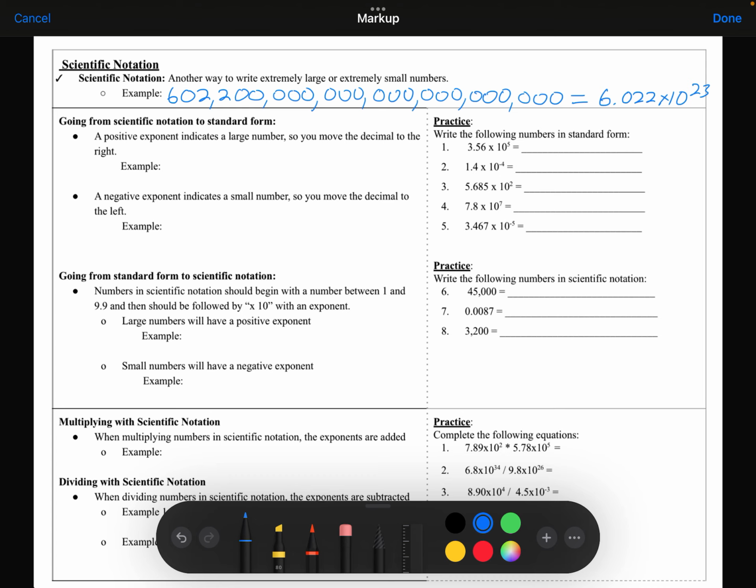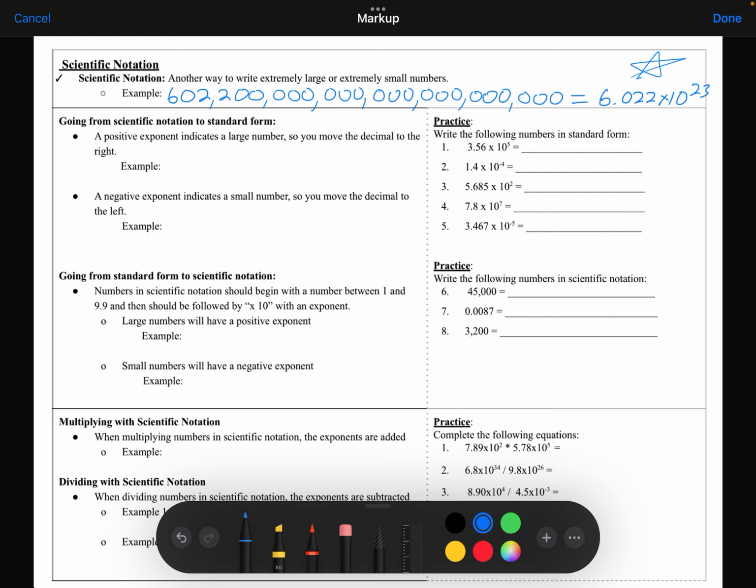We use numbers in this class like Planck's constant, which is 6.626 times 10 to the negative 34th. We use the speed of light, 3.00 times 10 to the 8th. We use a ton of numbers that are just so annoying to write out longhand that it is far easier to write them in this format. So let's explore how to do that.